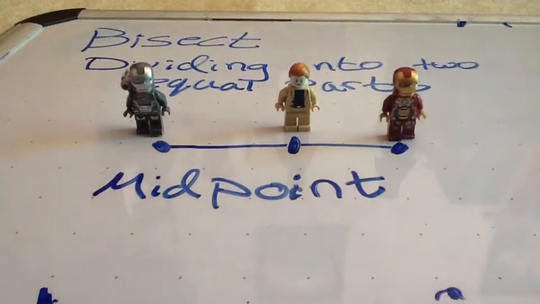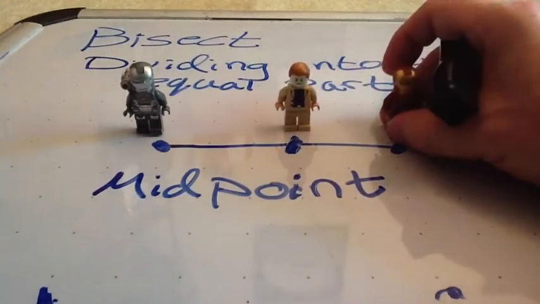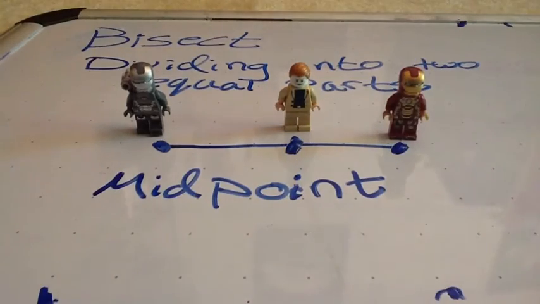The midpoint. It's the point that cuts a line in half. That make sense? It's in the middle. It's the point that divides it into 2 parts.